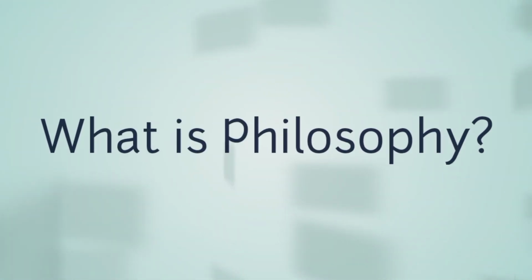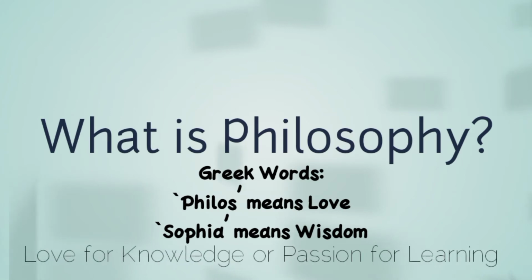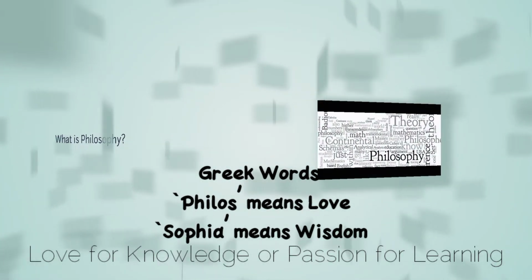What is philosophy? The term philosophy comes from two Greek words: philos means love and sophia means wisdom. Philosophy means love for knowledge and passion for learning. It is a study of general and fundamental questions about existence, knowledge, values, reason, mind, and language. Such questions are often posed as problems to be studied or resolved.